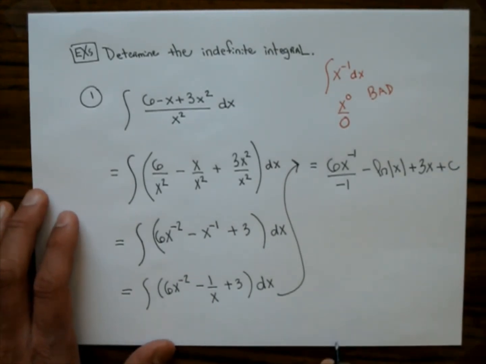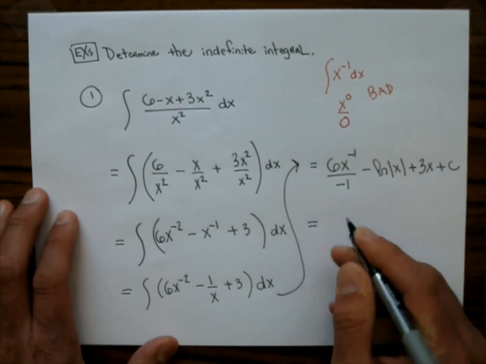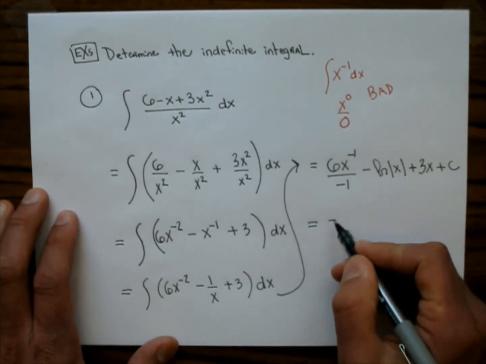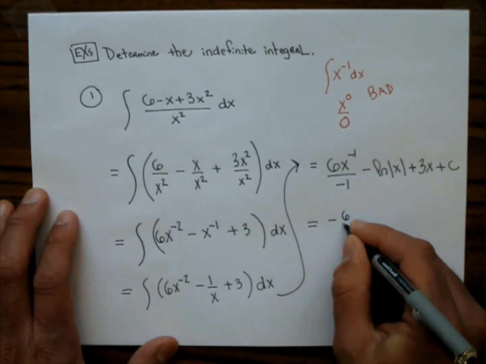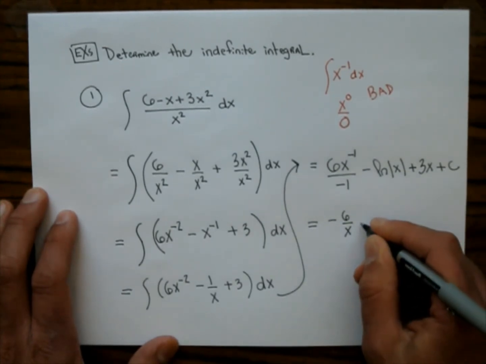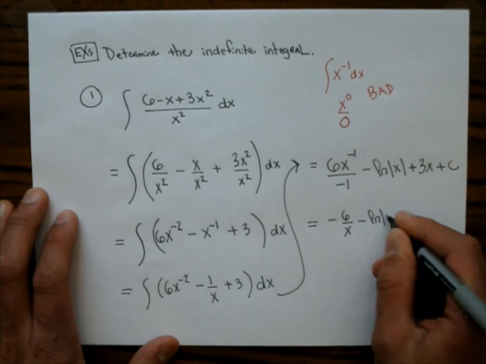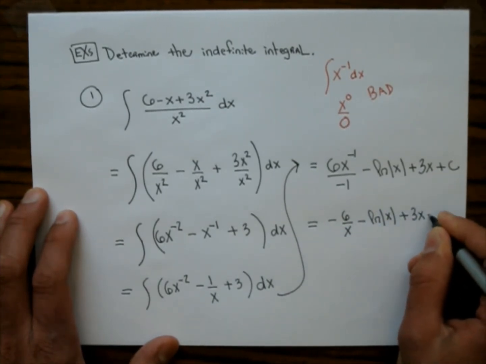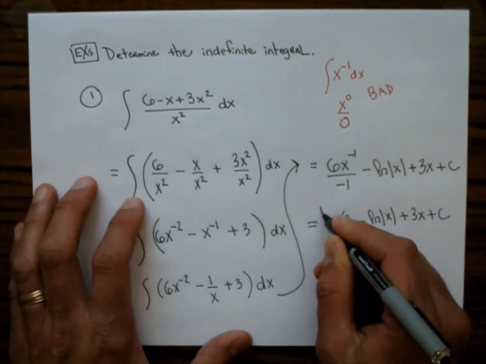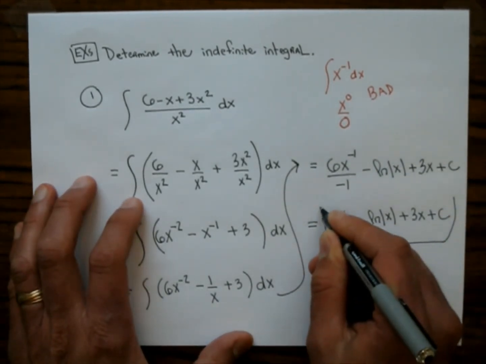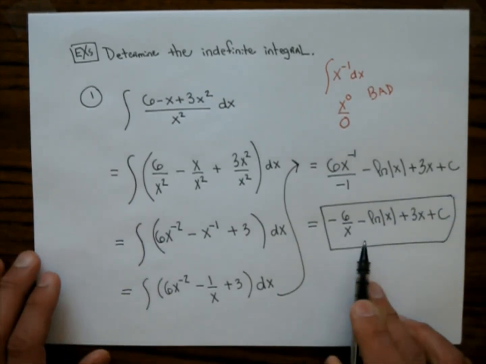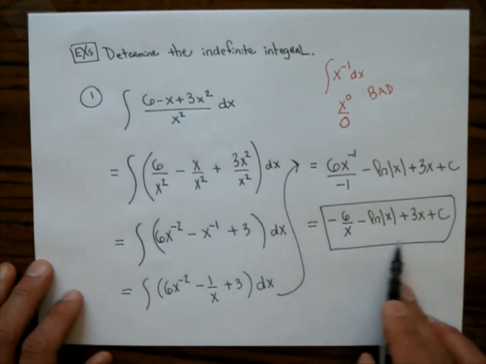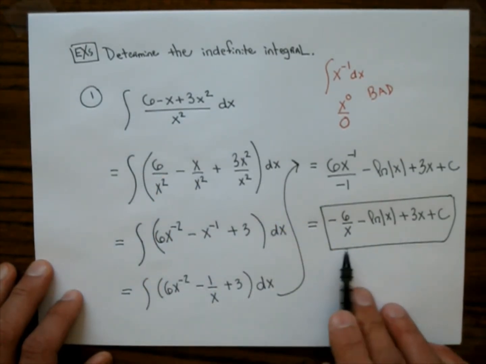I'm going to clean this up by writing one more step. This is going to be negative 6 over x. So this negative is the negative that's there. 6 over x. Then we have minus ln absolute value of x plus 3x plus C. This right here is the antiderivative of this function in here. In fact, this is the indefinite integral. We've just found it. And it's a family of functions.